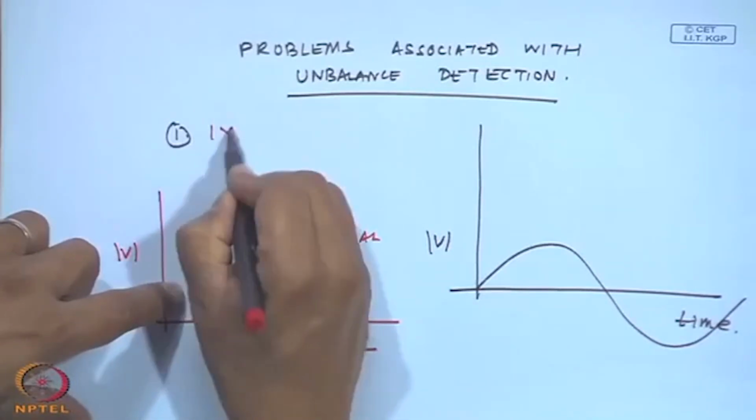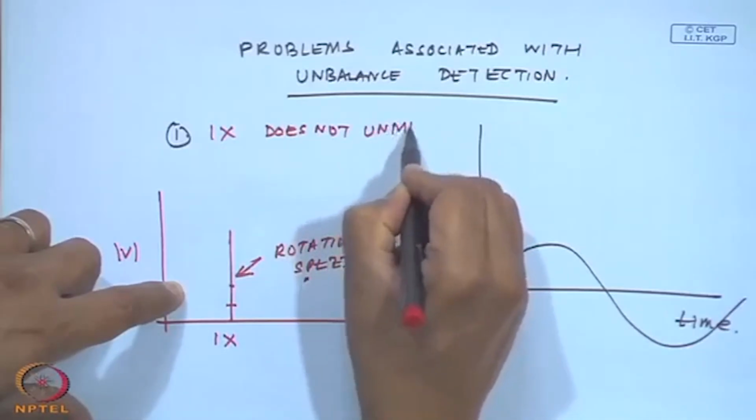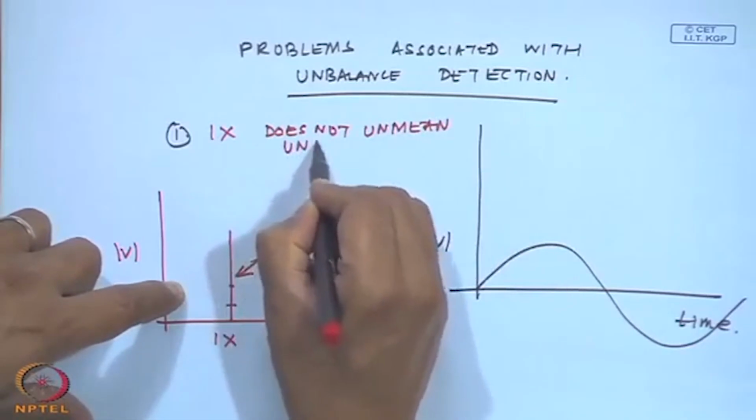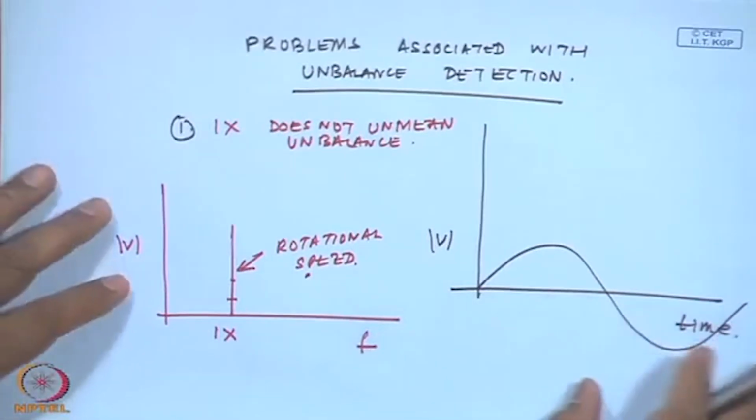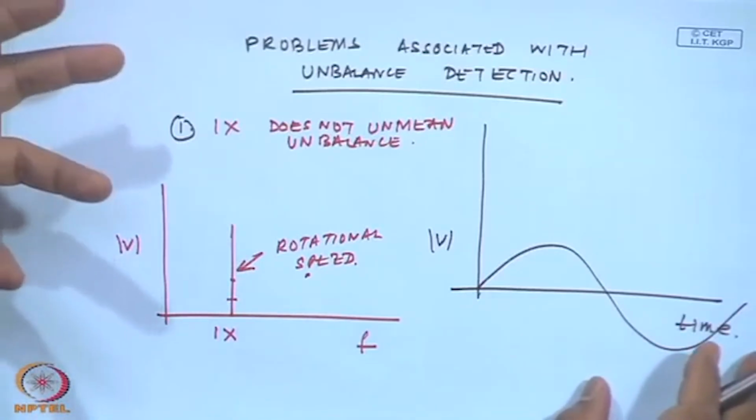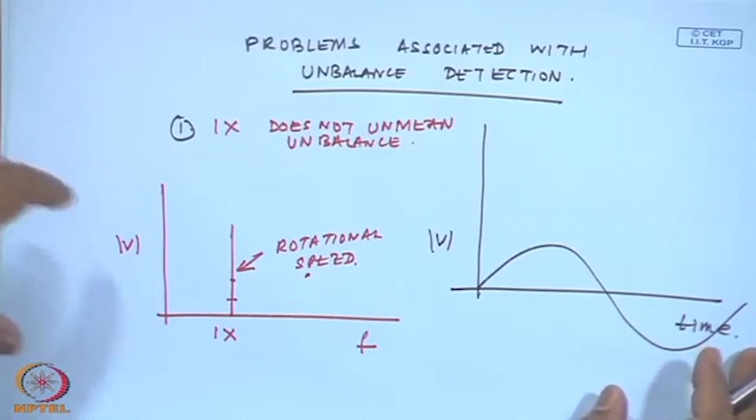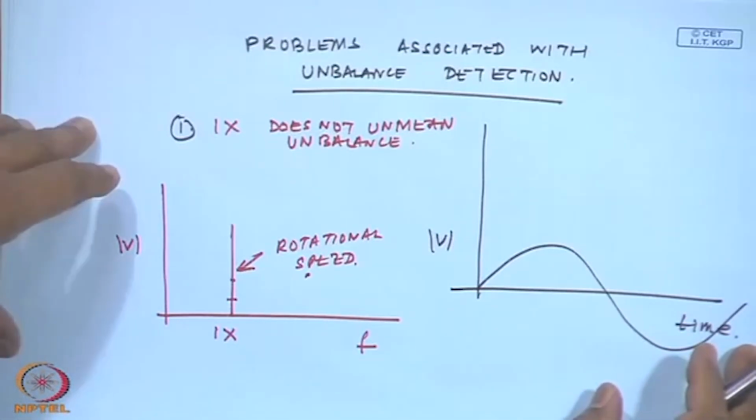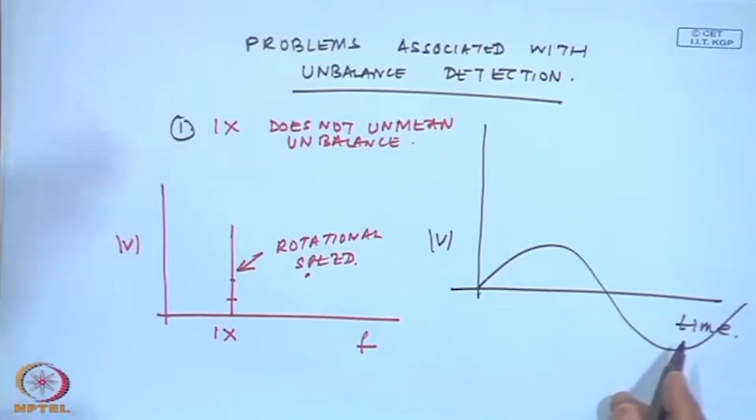So, 1x does not mean unbalance. This is very, very important, because the reasons for 1x are many. It is a fundamental rotational speed. There could be looseness, there could be misalignment, there could be cracks, there could be bearing defects. So, how do you say for sure that this is an unbalance? And that is where you look into the phase relationship between a few transducers. That is when you look into the relative amplitude between the radial and the axial.